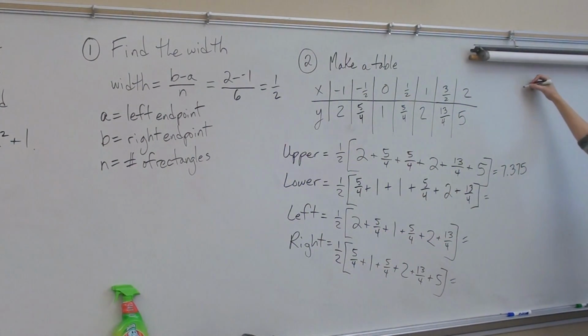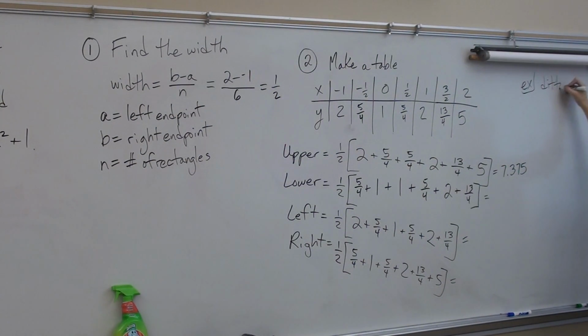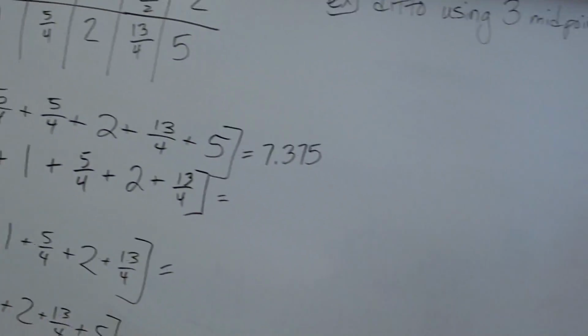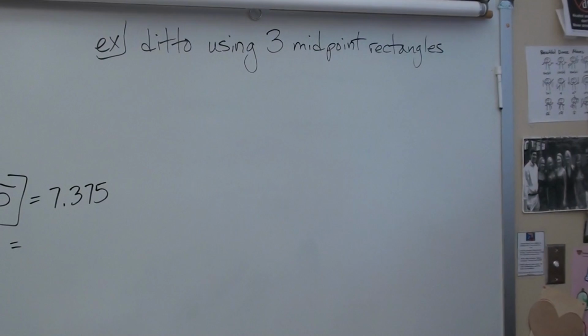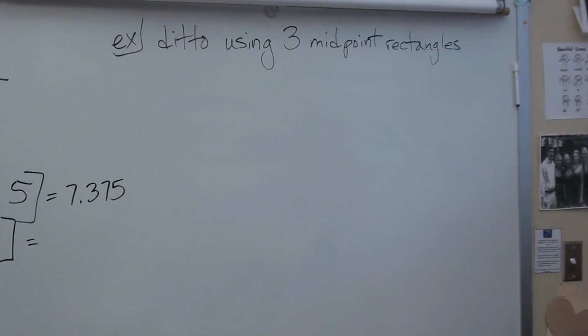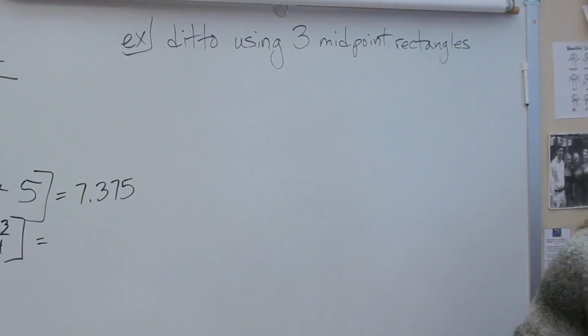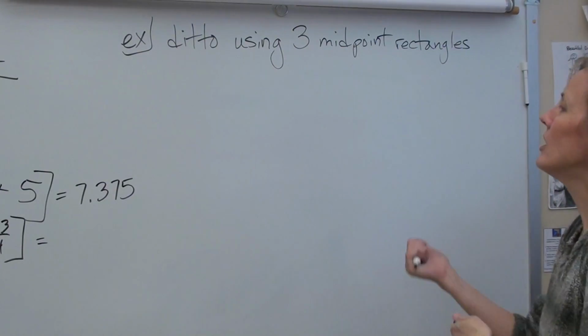Midpoint. We're going to kind of do an extension example. So I'm going to do example part B, ditto, using 3 midpoint rectangles. In your book, the midpoint problems are kind of separate, and it gives you this funky looking formula. Don't let the formula freak you out. The formula is just fancy talk for finding the midpoint and finding the y values at the midpoints. So don't worry about the formula. Here's what we're going to do.